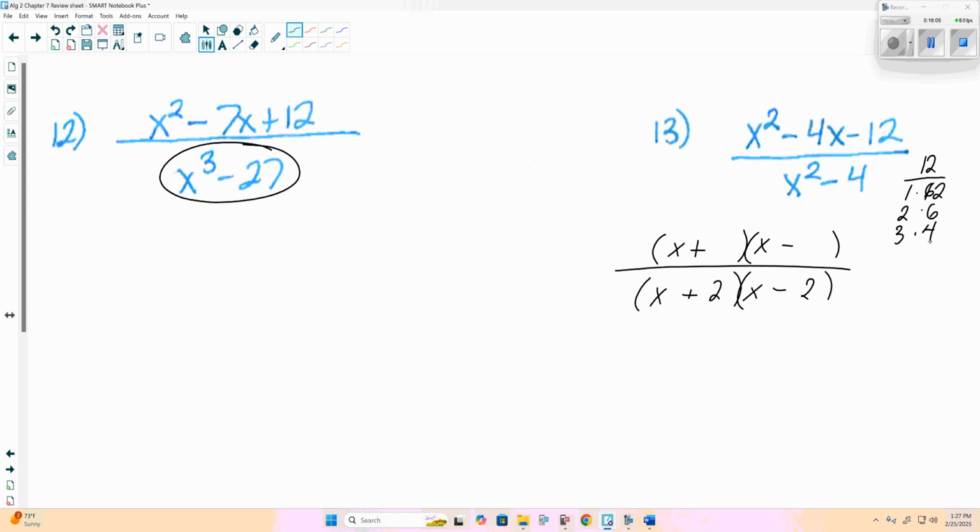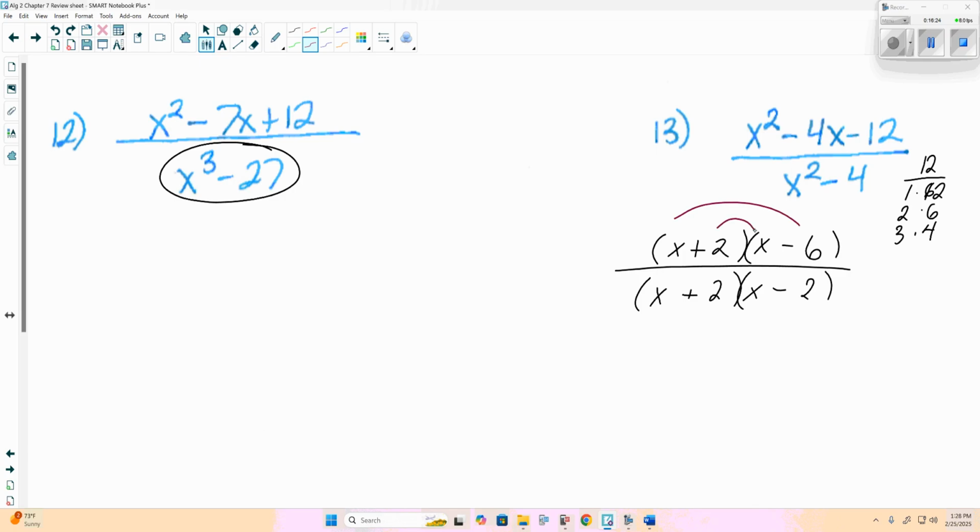2 and 6, because if something's going to match up, it's either going to match up with the x plus 2 or x minus 2. So 2 and 6 is going to be a good place to start. Where do we want to put the 2? Where do we want to put the 6? So x plus 2 times x minus 6.